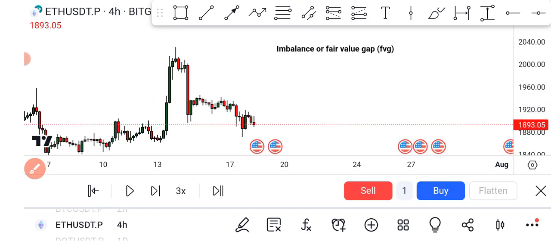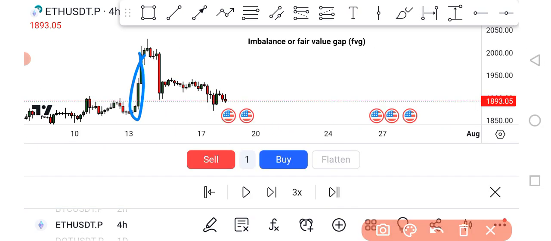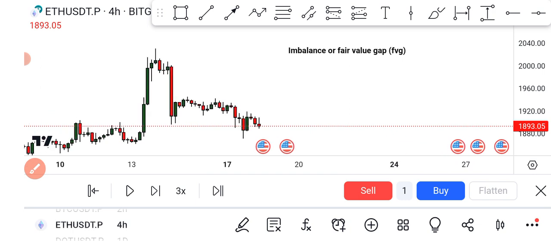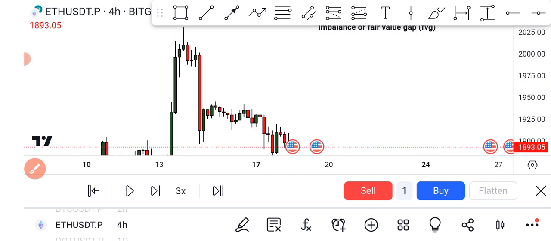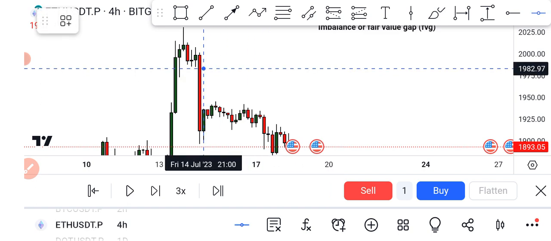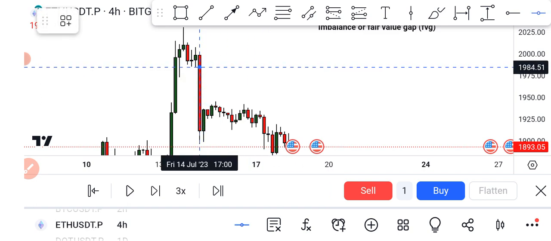Now let's look at this particular imbalance. Since we already have an imbalance here, this is one imbalance. So this is it here. How do you not get it? Of course, I say look for the first candle and the third candlestick. So this is the first. This is the wick of the first candlestick.